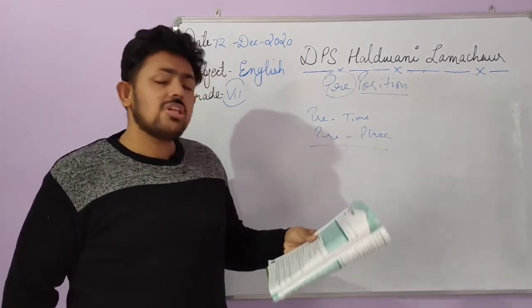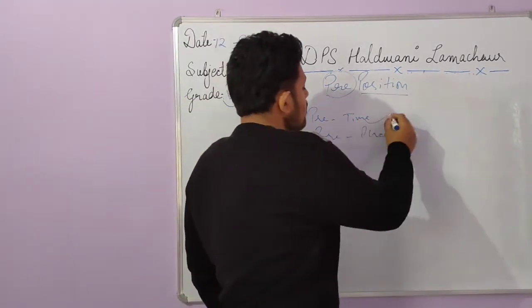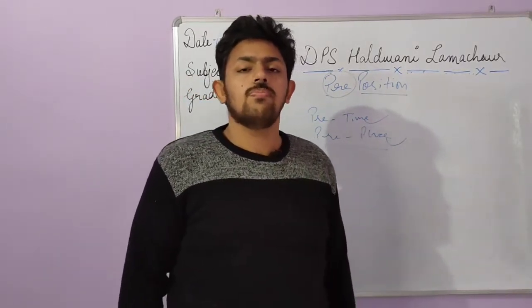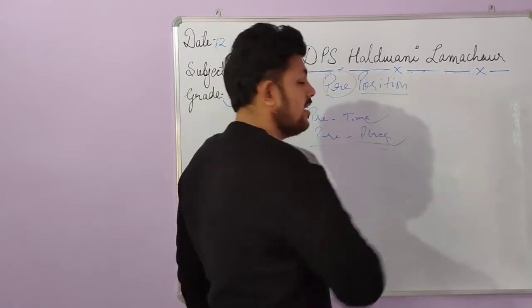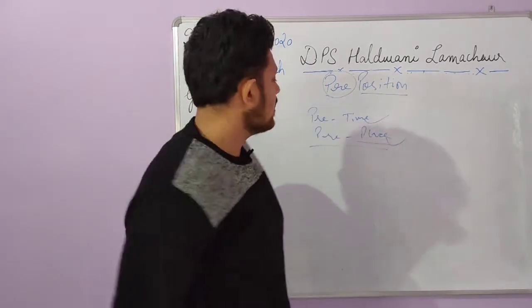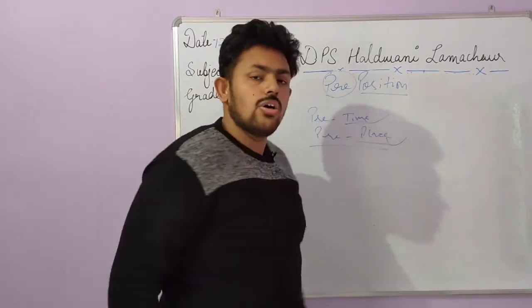So a preposition indicates the time, the place. How? I will go to school. Here the place is defined. I will go at 5 o'clock. Here time is defined. Okay, got it?